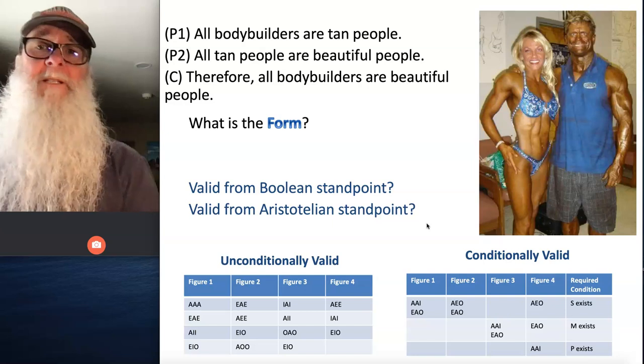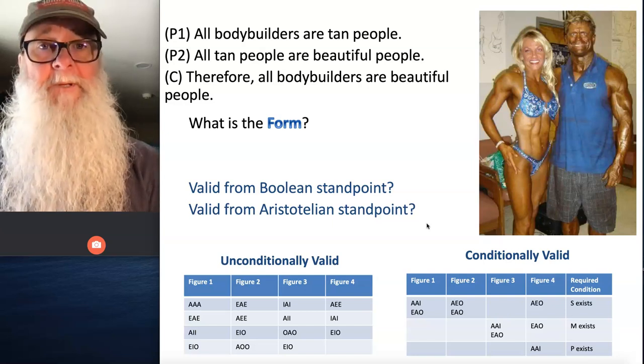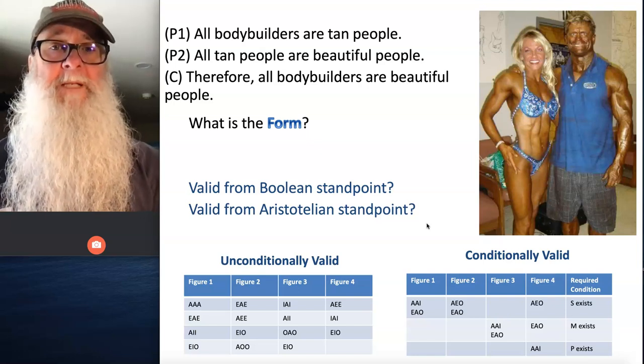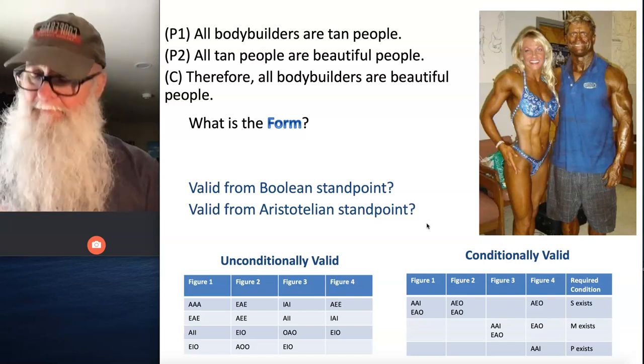All right, the first argument is this. All bodybuilders are tan people. All tan people are beautiful people. Therefore, all bodybuilders are beautiful people. What you have to do is you have to determine the form of this argument.